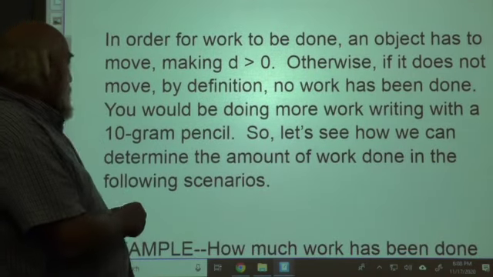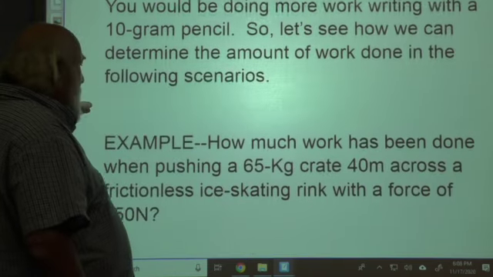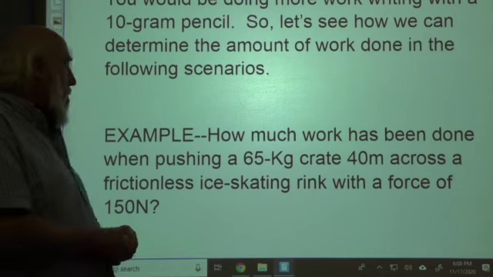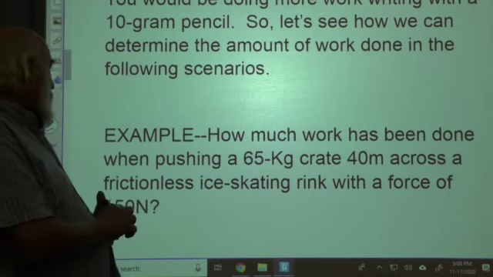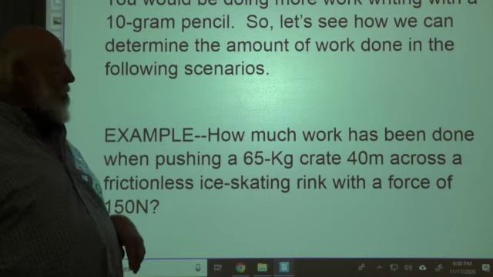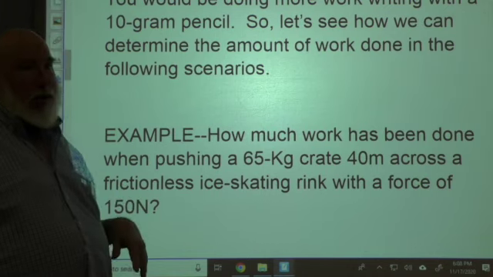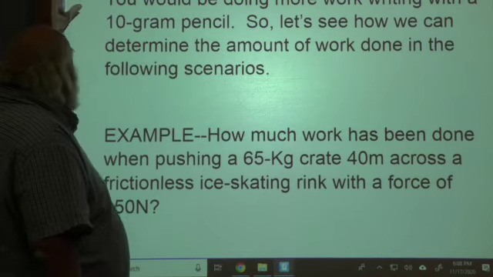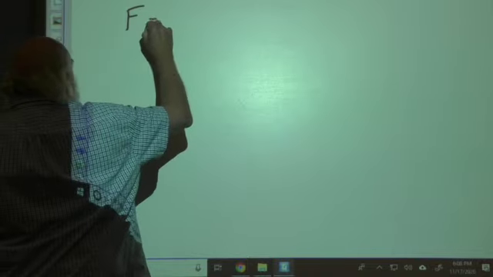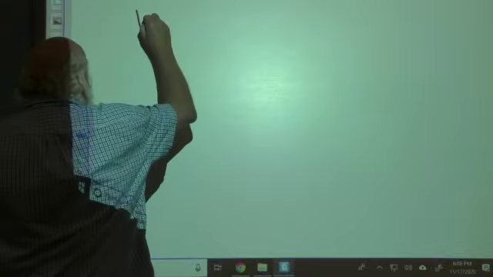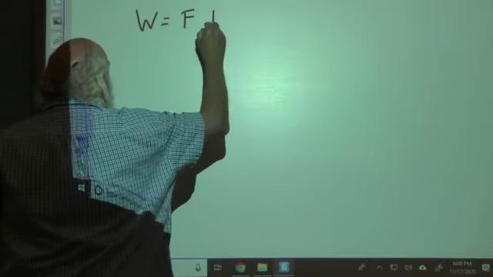All right, so let's take a look at some examples on how we use that. How much work has been done on pushing a 65 kilogram crate 40 meters across a frictionless ice skating rink with a force of 150 newtons? Well, of course, frictionless surfaces, that's a physicist's dream. But we're going to use the formula F. I'm sorry, not F, we're dealing with work now. Work equals force times distance.